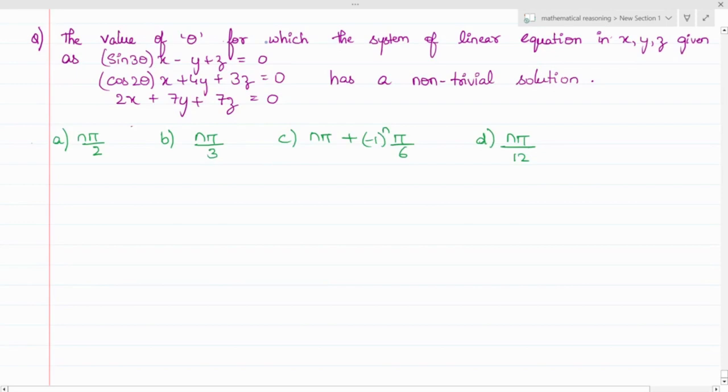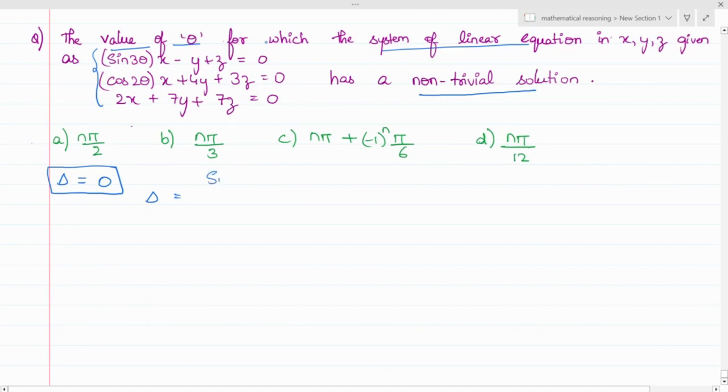In this question, we need to find the value of theta for which the system of linear equations given to you, these three, is said to have a non-trivial solution. So for the non-trivial solution, what's the first thing we need to do? A non-trivial solution is a non-zero solution, so infinitely many solutions, and delta should be equal to 0. So let's calculate the delta.